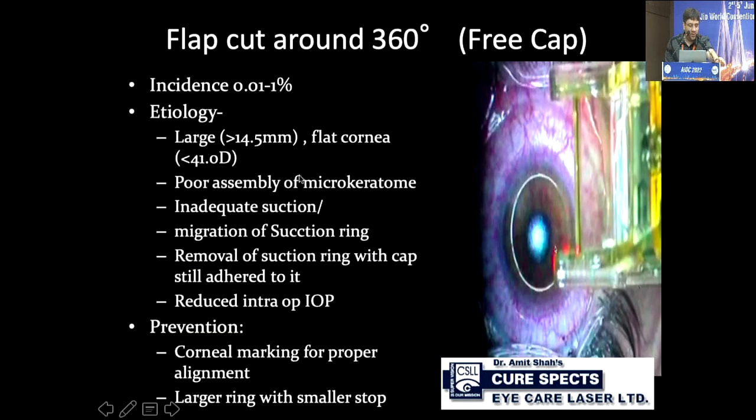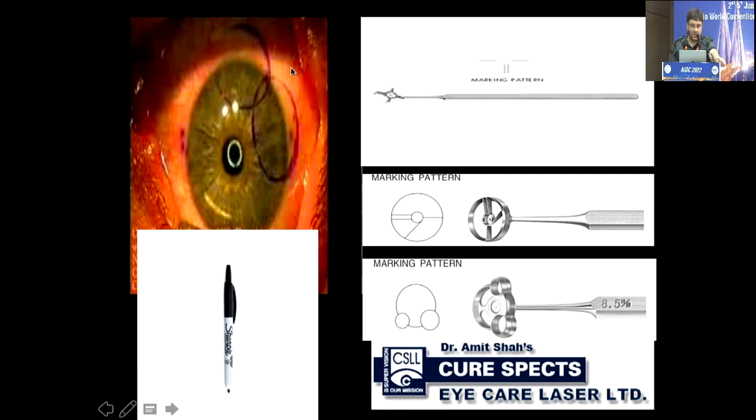Another complication which I would like to talk about is the free cap, which happens when you have a large and flat cornea and you have selected the wrong size of suction ring. So how do you prevent it? You do mark these corneas, and you keep in mind when you're operating on this patient that this can happen. So just be careful and select the larger ring. So these are the various available markers. This is how we do it.